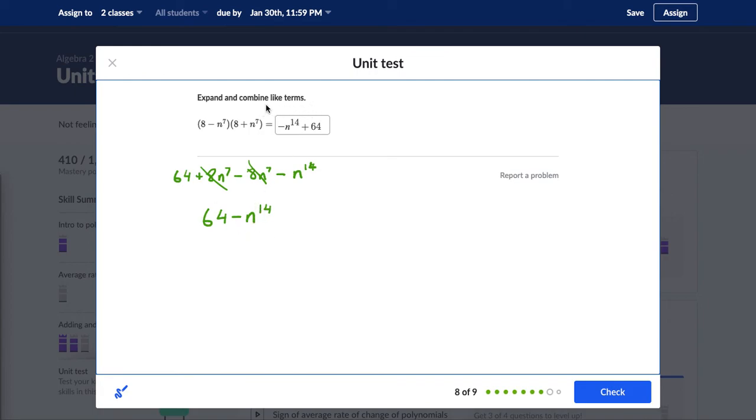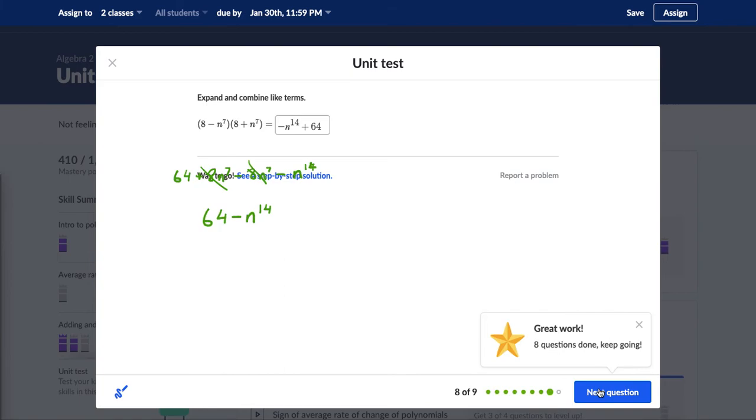It's not telling you to write it in standard form. I'm just writing it in standard form because that's kind of more proper, right? You can see your leading coefficient in this polynomial is 1, and I want you to get used to that, okay? But you won't be penalized if you put it in like 64 minus n to the 14. Unless, of course, it tells you to write it in standard form, which is kind of why I'm doing that.